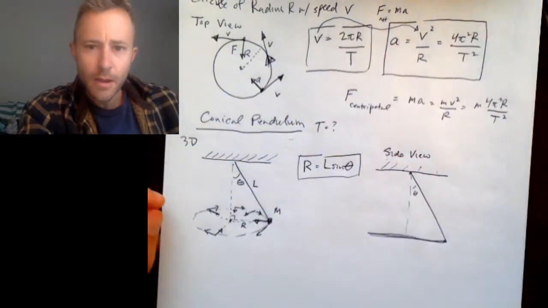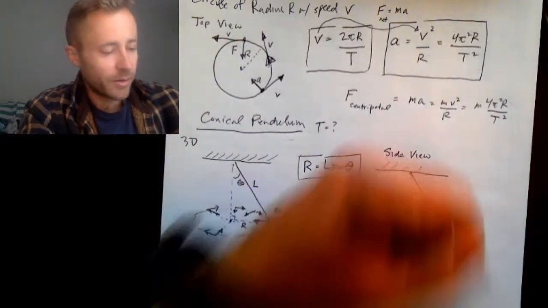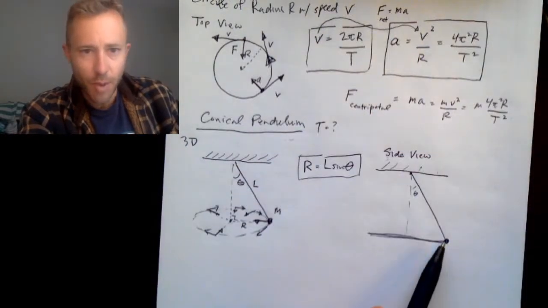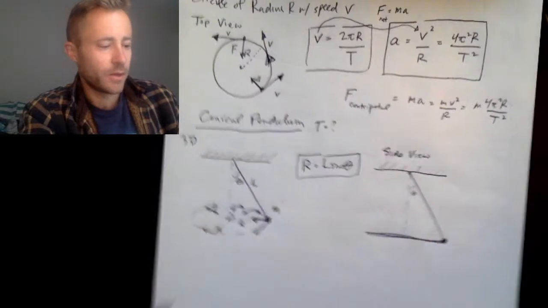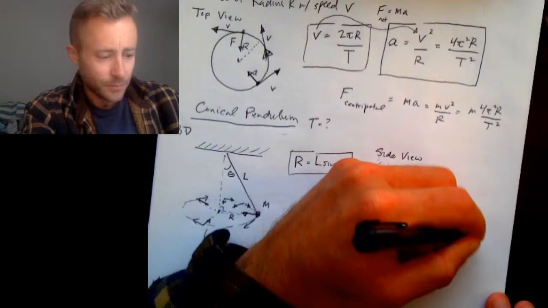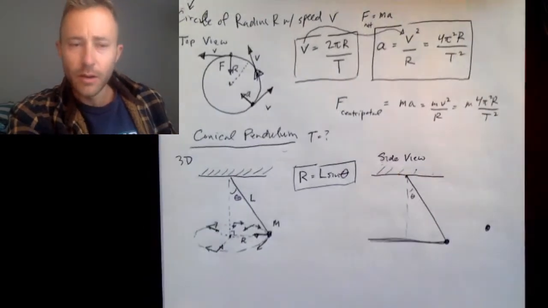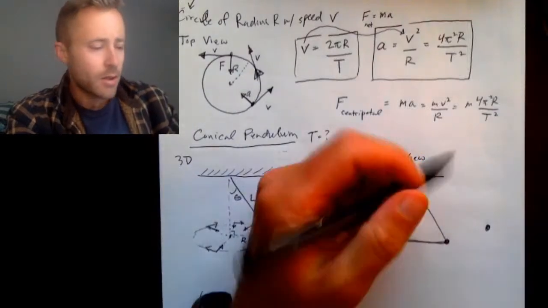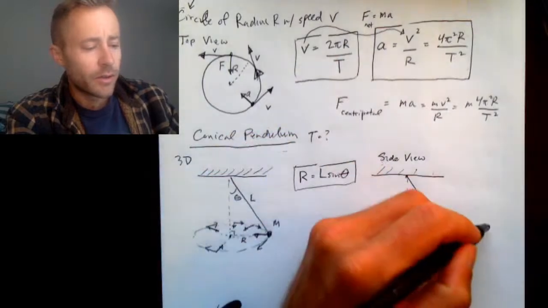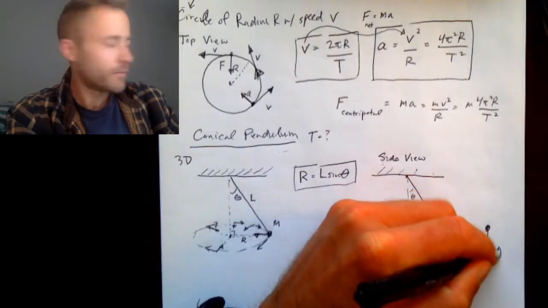So what if we were to draw a free body diagram on the mass at this particular moment, when the mass is right here? If I were to draw that free body diagram, there's only two forces acting on the mass. There is the force of gravity, which is mg.